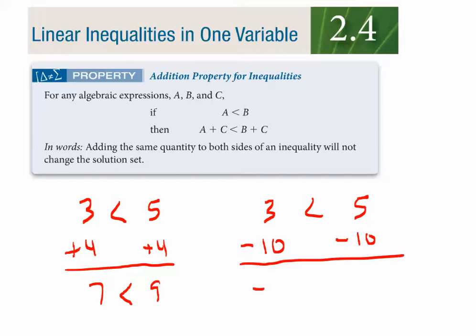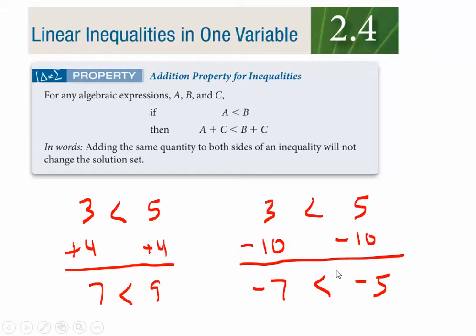3 minus 10 is negative 7. 5 minus 10 is a negative 5. And what do you guys say? Change the sign or keep it the same? Yeah, negative 7 is still less than negative 5. We're good? Cool. All right, there's the addition property.